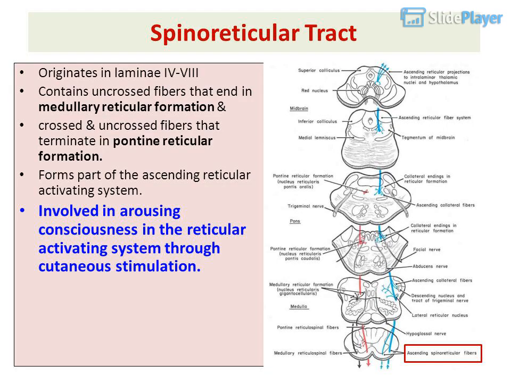Spinoreticular tract. Originates in lamina VII. Contains uncrossed fibers that end in the medullary reticular formation and crossed and uncrossed fibers that terminate in the pontine reticular formation. Forms part of the ascending reticular activating system. Involved in arousing consciousness in the reticular activating system through cutaneous stimulation.